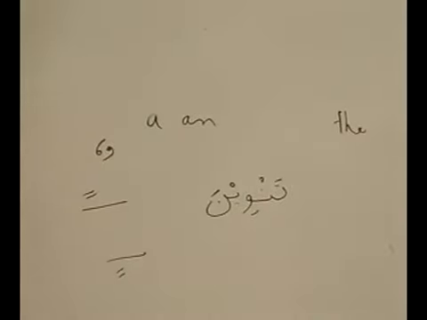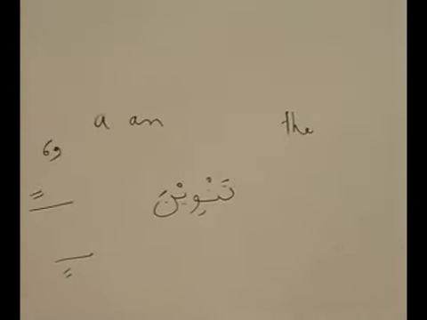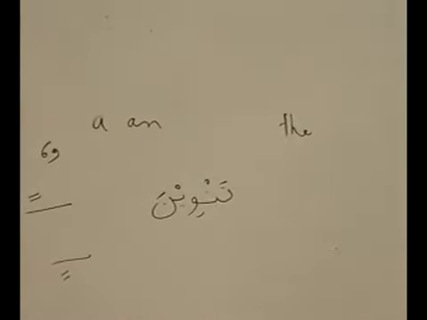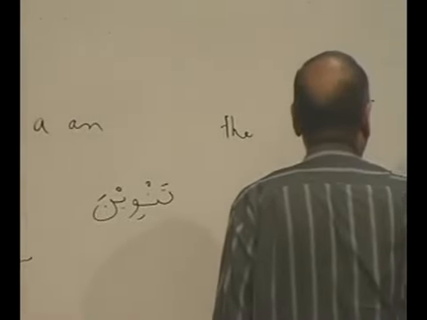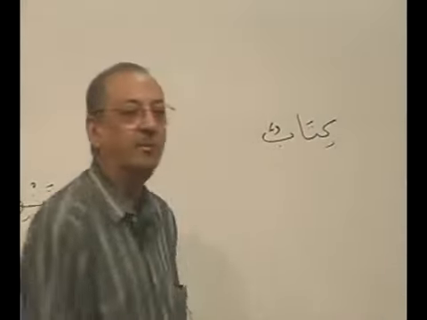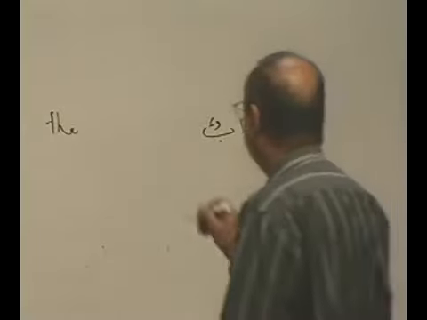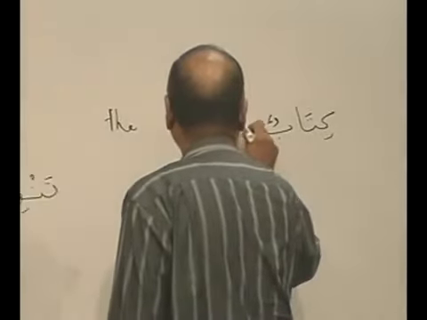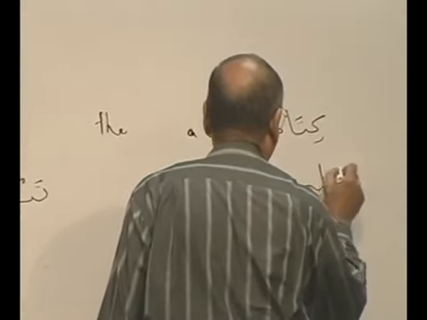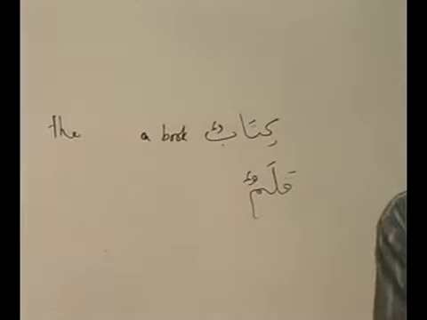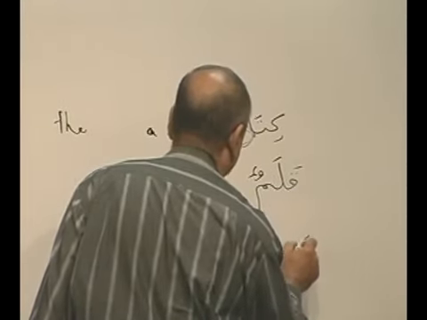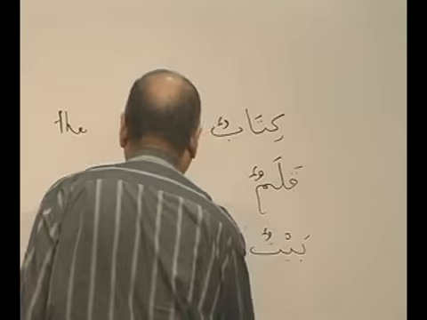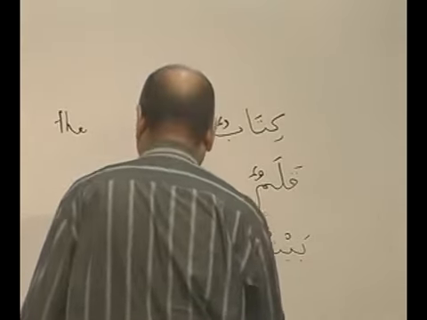Tanween tells us that the noun is indefinite. Are you with me? Tanween will tell us that the noun is indefinite. If I say kitabun, what is the English? A book. If I say kalamun, a pen. If I say baitun, a house. Sahih, brothers and sisters?